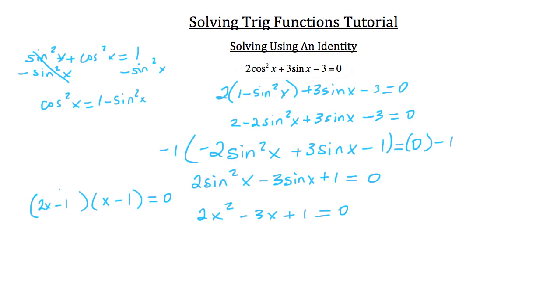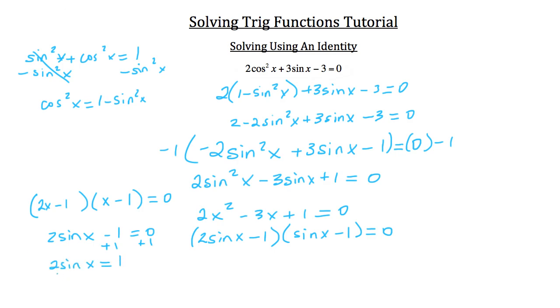And now you can go back and change your x's back to what they were, which was a sine x. So that's going to look like 2 sine x minus 1 times sine x minus 1 is equal to 0. Now you want to solve each of those, so you set them each equal to 0. So we have 2 sine x minus 1 is equal to 0. So I'm going to add the 1 over. So we have 2 times sine of x is equal to 1. Then we'll divide by the 2 here, and we get sine of x is equal to 1/2 as one of our answers.